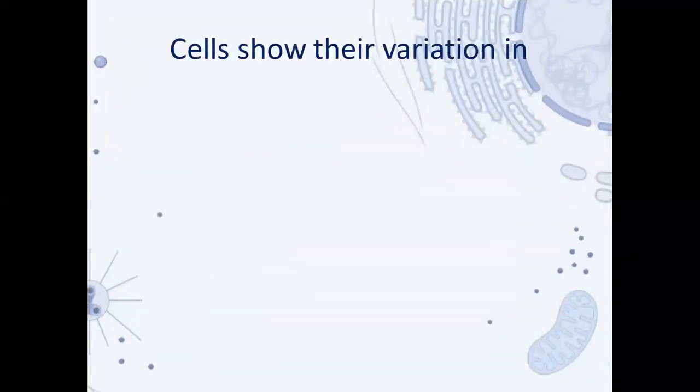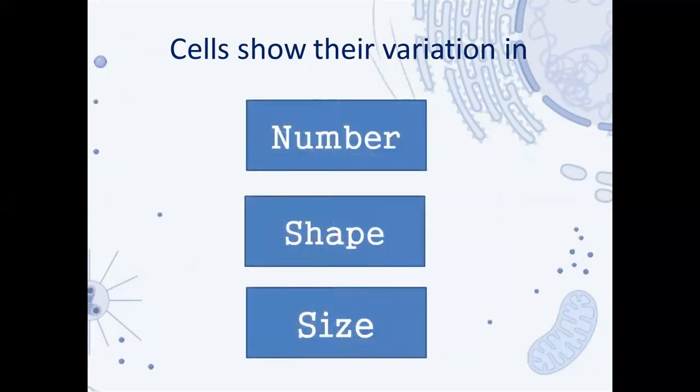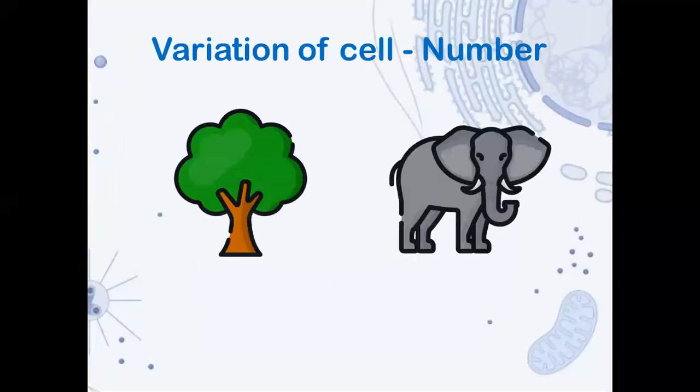Now let us see the variation of cells on the basis of their number, shape, and size. Variation of cells on the basis of their number. Can you guess the number of cells in a tall tree or in a huge animal like the elephant? The number runs into billions and trillions.